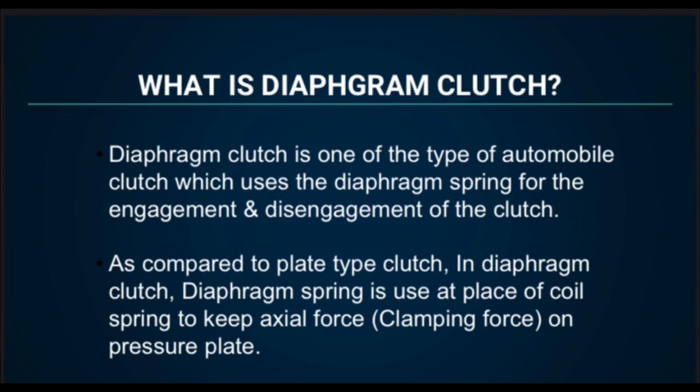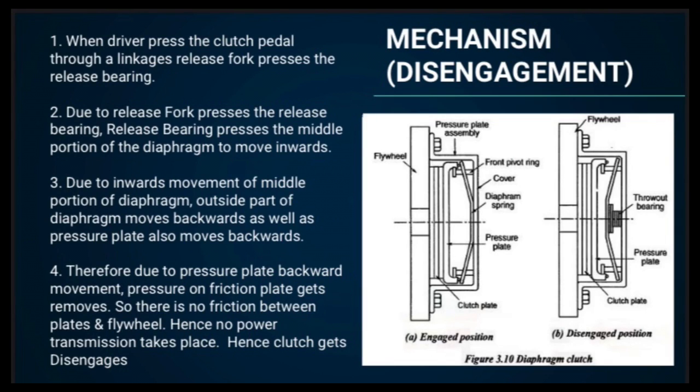What is a diaphragm clutch? Diaphragm clutch is one type of automobile clutch which uses the diaphragm spring for the engagement and disengagement of the clutch. As compared to plate type clutch, in diaphragm clutch, diaphragm spring is used in place of coil spring to keep axial force, clamping force on pressure plate. So this is how diaphragm clutch works.